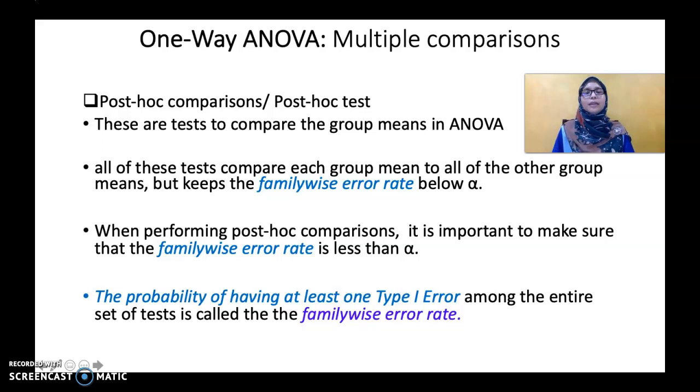It is also known as a post hoc comparison or using a post hoc test. So these are tests to compare the group means in ANOVA. Since the ANOVA test shows a significant value, we need to know which groups are different from one another. All of these tests compare each group mean to all of the other group means, but keep the family-wise error rate below alpha. So when performing a post hoc comparison, it is important to make sure that the family-wise error rate is less than alpha, which is 0.05. The probability of having at least one type 1 error among the entire set of tests is called the family-wise error rate.